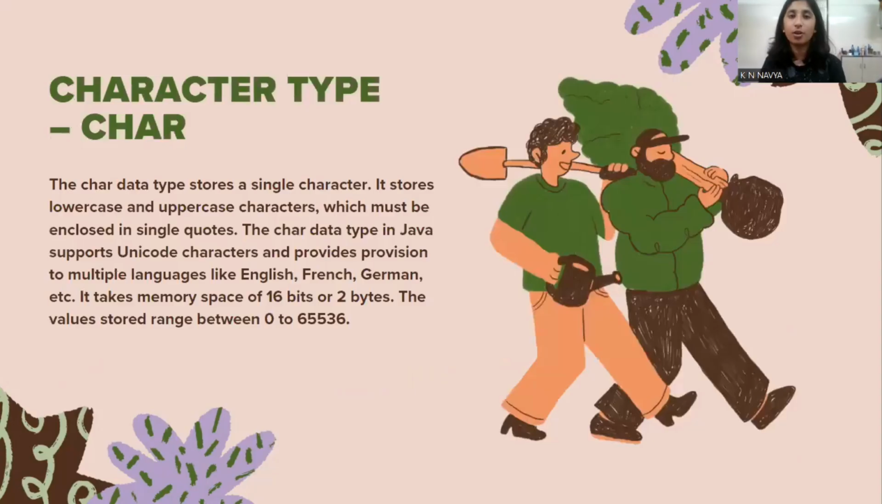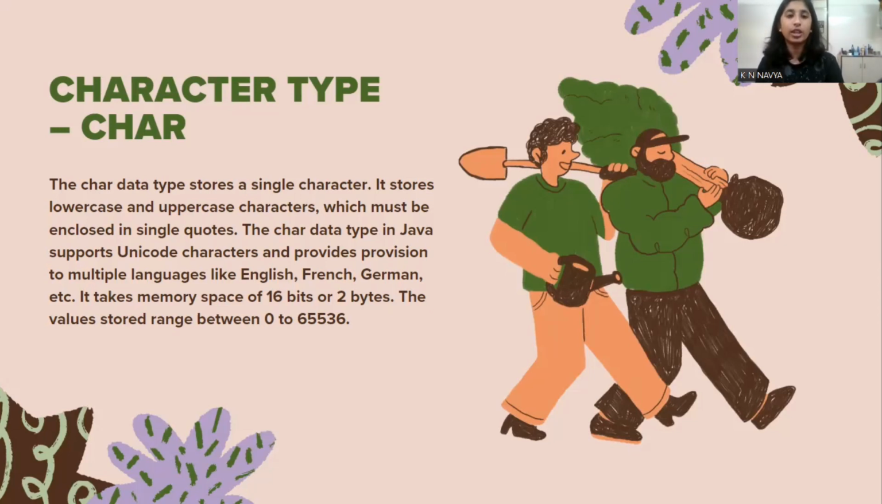Now let's talk about the character type. The char type stores a single character, both lower and uppercase, and it must be enclosed by single quotes. The character data type in Java uses Unicode characters and also provides provision for multiple languages like English, German, French, or any language.